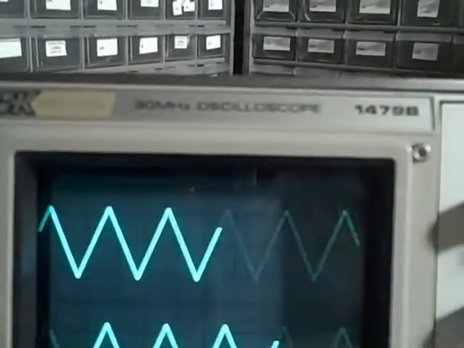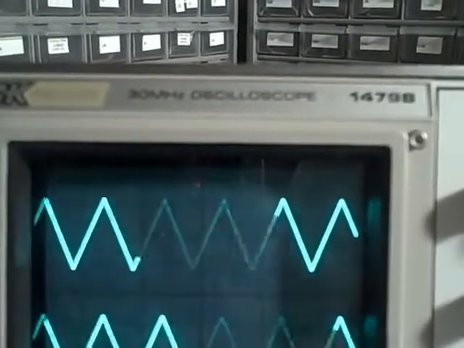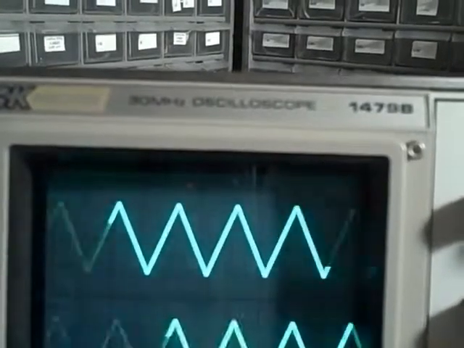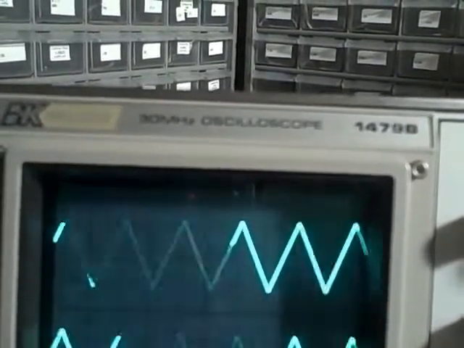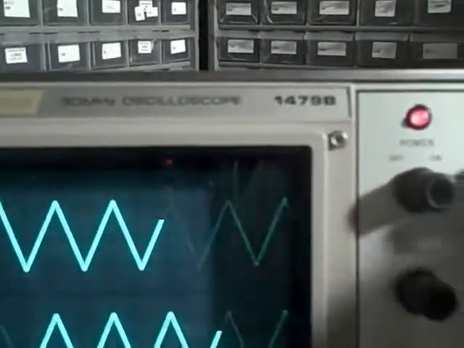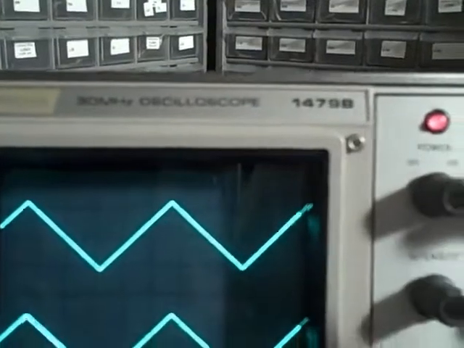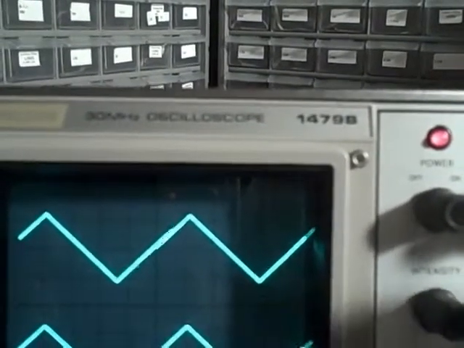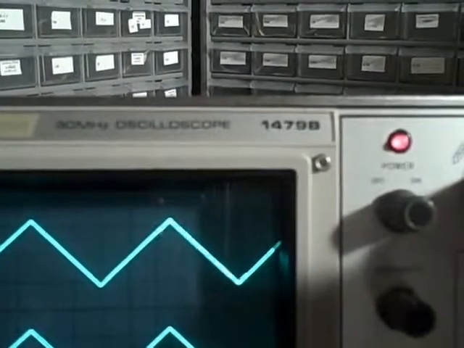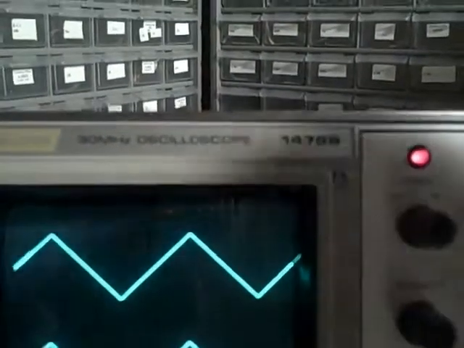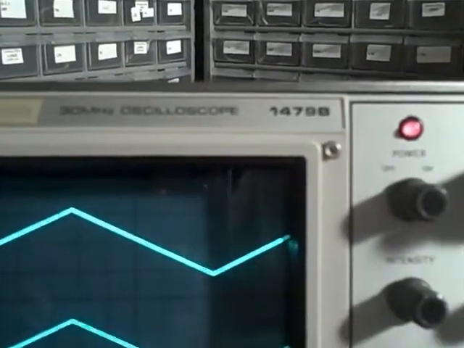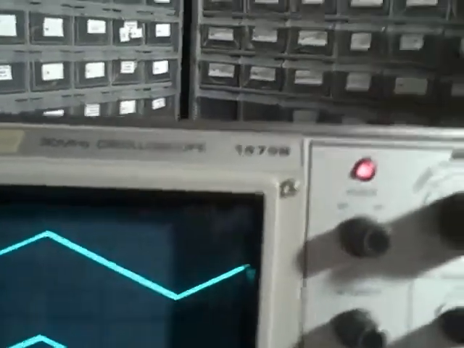If we go to 5 milliseconds per division, we're running 1/5 of that. We see the 5 peaks again. 5 full peaks. 1, 2, 3, 4, 5. Then 2 full cycles, right about there. At 1 millisecond per division, we see 1 full cycle.